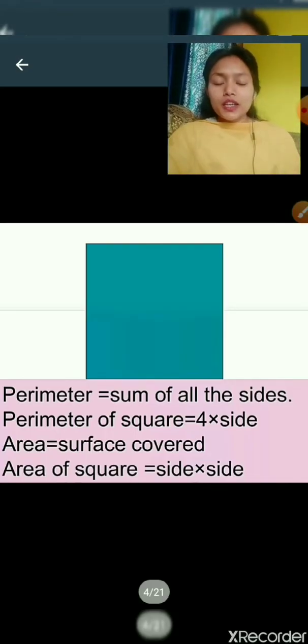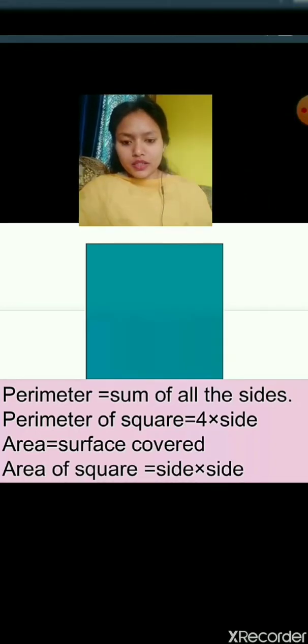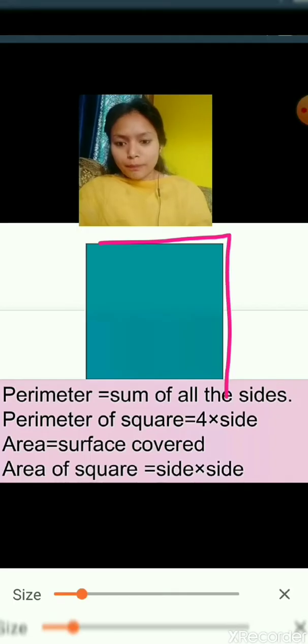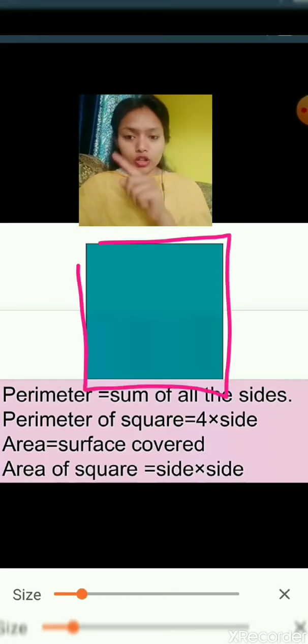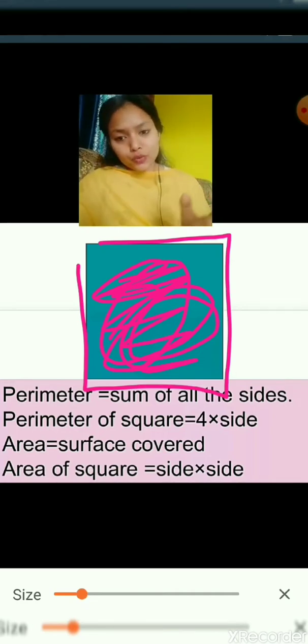Now area, what about area? We talked about the boundary. We studied that this boundary is called the perimeter. Only the boundary is called perimeter. All the boundaries of a square or any figure is called perimeter. So what about this portion? What is this inner surface called? This inner surface is called area. This is called the area of a figure. It is surrounded by the line segments.